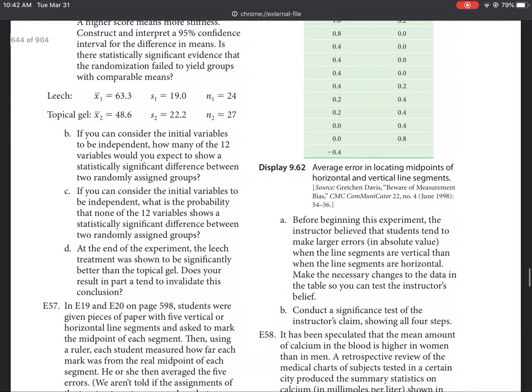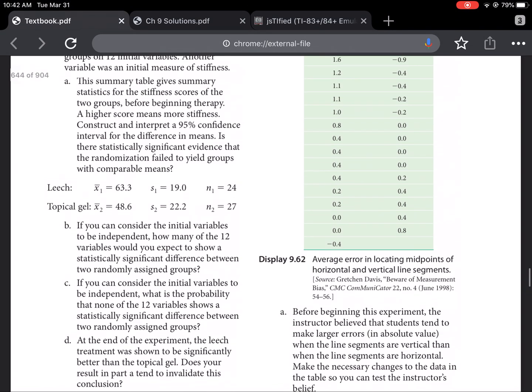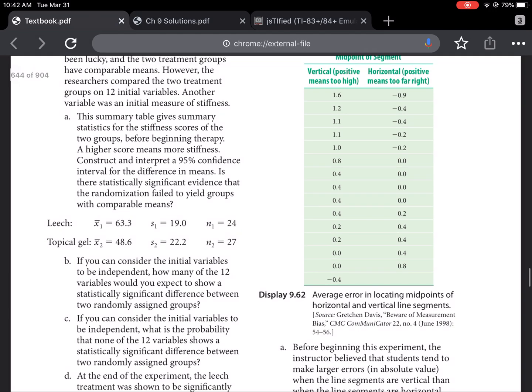Now let's look at A. Before beginning the experiment, the instructor believed that students tend to make larger errors when line segments are on the vertical line than when they are on the horizontal. Make the necessary changes. Now, since it says larger errors in absolute value, we don't really care about whether they were too far to the left, too far to the right, too high or too low. What we care about is how far away from 0 they are.